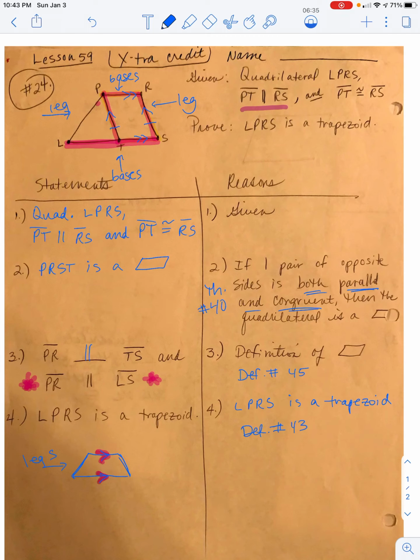The other two non-parallel lines are called legs, but that does complete the proof. We were able to work through that to prove that LPRS is a trapezoid, and that ends the information for number 24 in lesson 59.